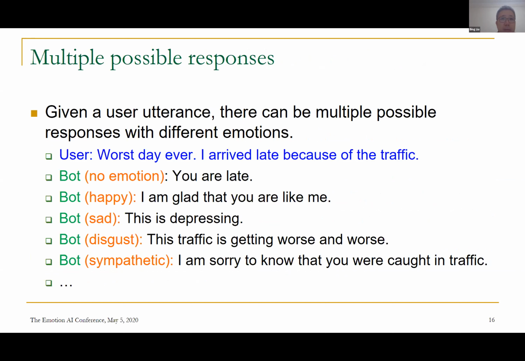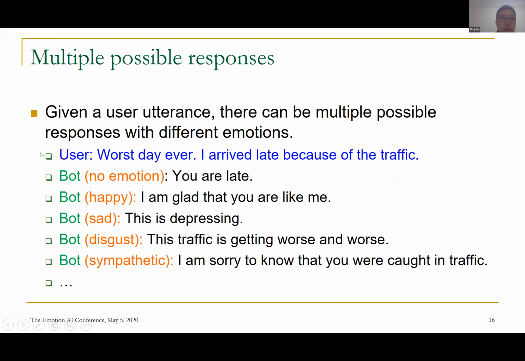And another thing is, this is basically a challenge. When users say something, there are many possible ways to respond. So when a person says something, he's angry, but the person who responds can be happy, can be sad, it can be all kinds of things, which creates a problem when you want to build a good system to do this kind of emotional chatting.